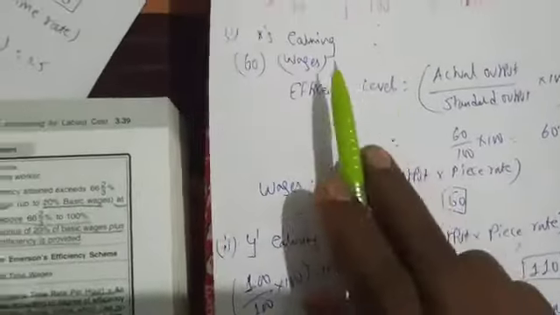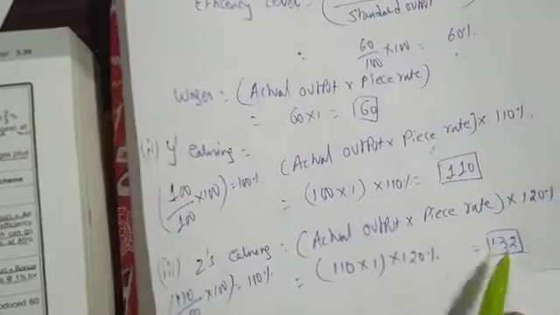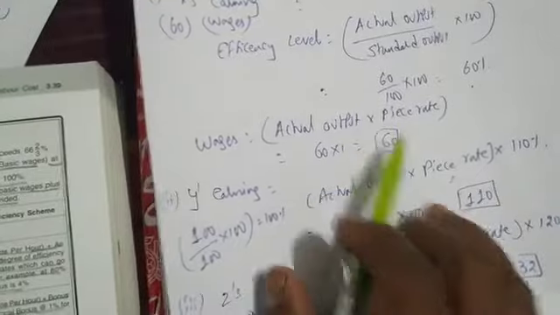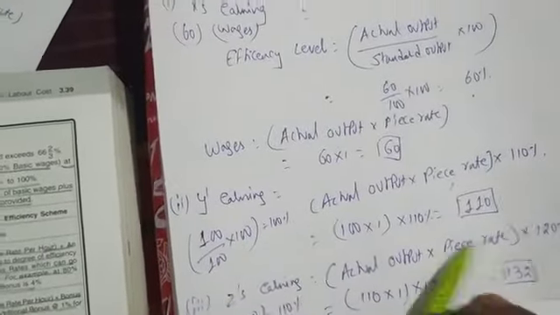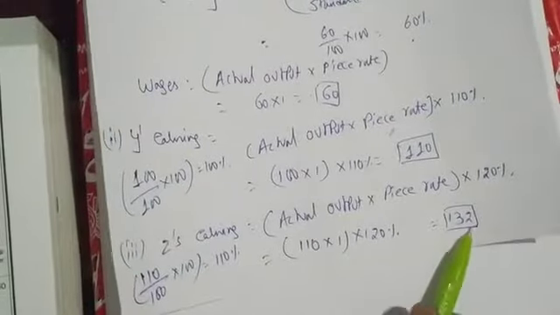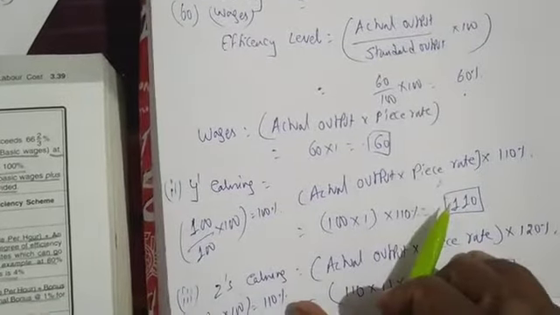See, differential. X is getting 60 rupees, Y is getting 110 and Z is getting 132. That's what is called differential piece rate system. X is getting different wages, Y is getting different wages, Z is getting different wages. Why? The person who is working more, he will receive more wages. The person who is working less, he will receive less wages. That's what is called differential piece rate system.